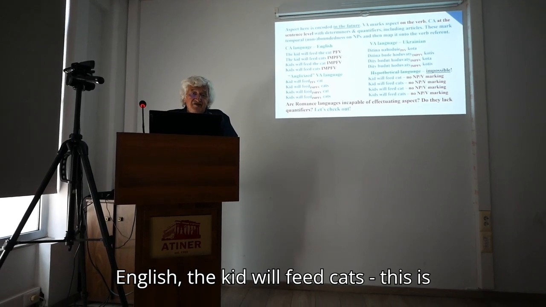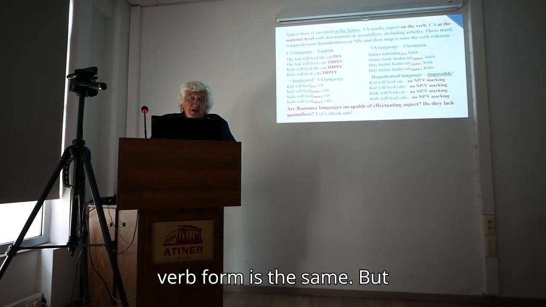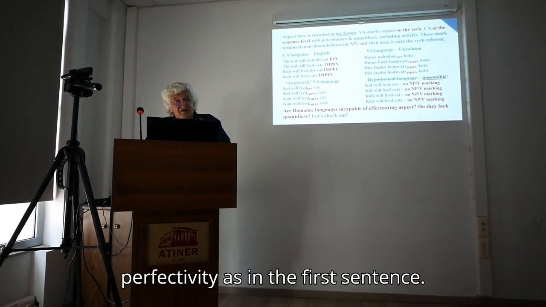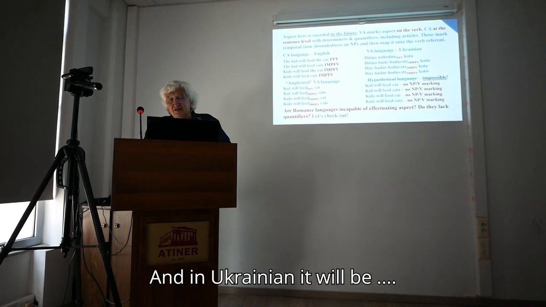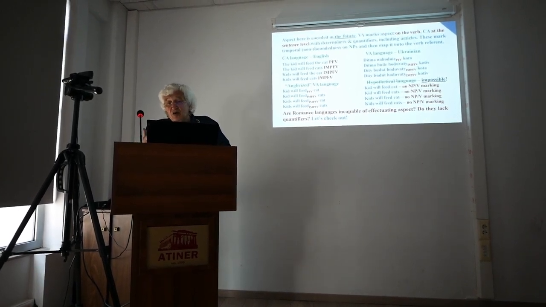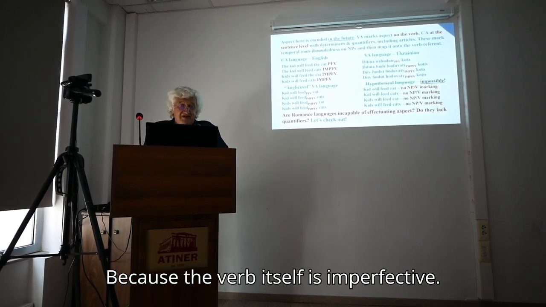In English, the kid will feed cats. This is an imperfective sentence. Of course, the verb form is the same, but it is imperfectivity this time, not perfectivity as in the first sentence. And in Ukrainian, it will be dytyna bude hoduvaty kotiv, which is an imperfective sentence. Why? Because the verb itself is imperfective.